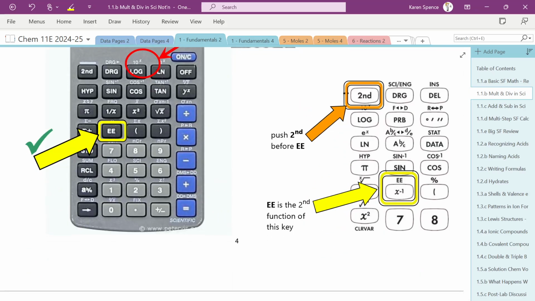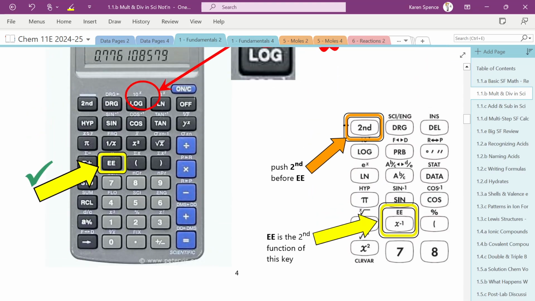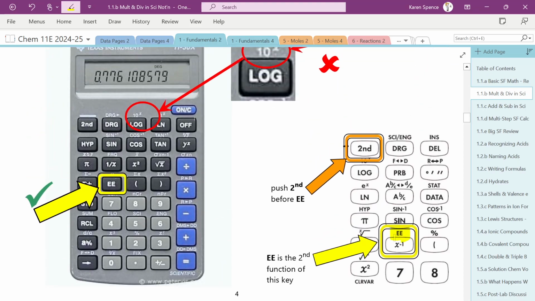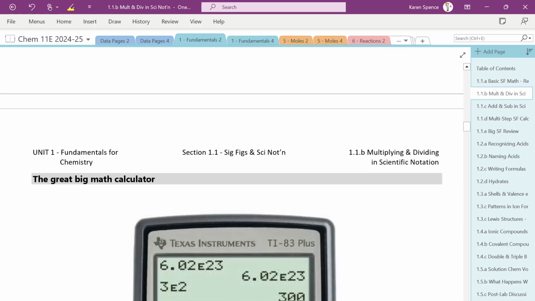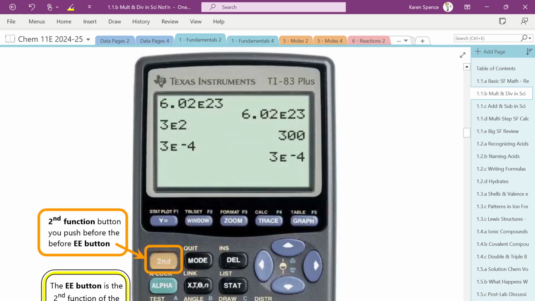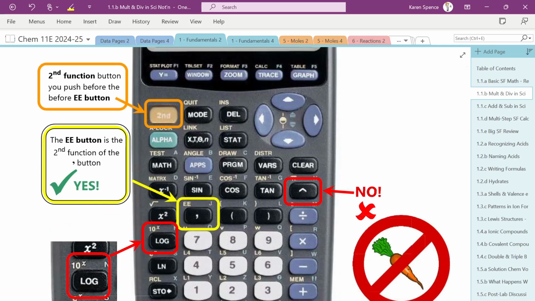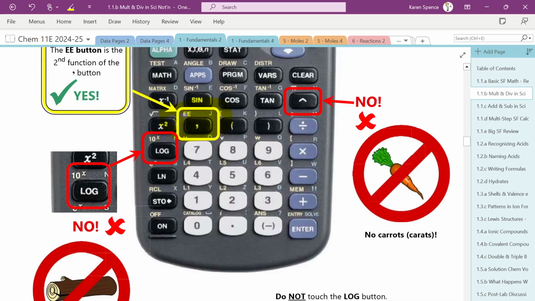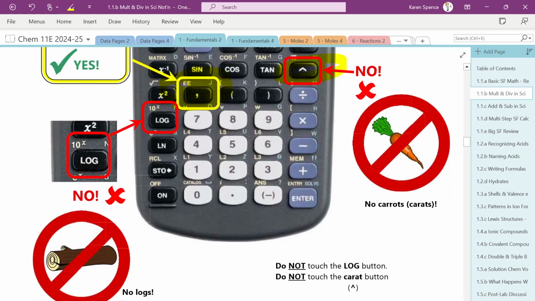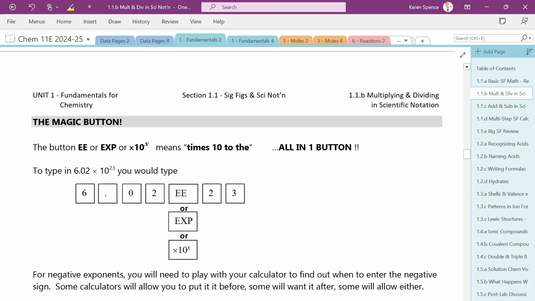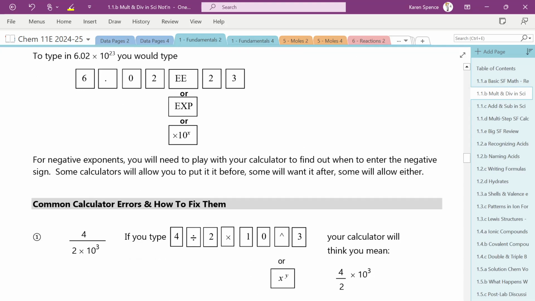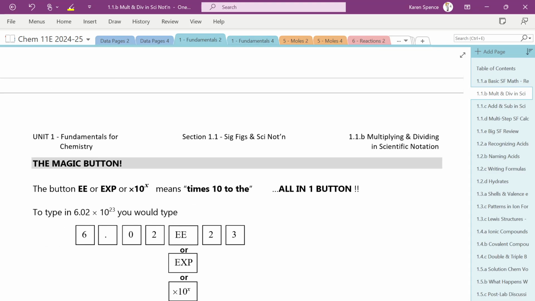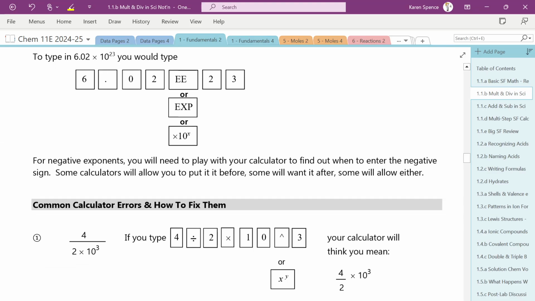Okay. EE. Sometimes your EE button will be like a second function and you have to press second and then EE. Here's the great big math calculator if you happen to have that one. It's a second function here. Don't use the caret. Don't use the log. And I can turn this off because it's not doing anything there. All right. So this is our magic button. And here are some common calculator errors, and we are now on page 6. Okay.